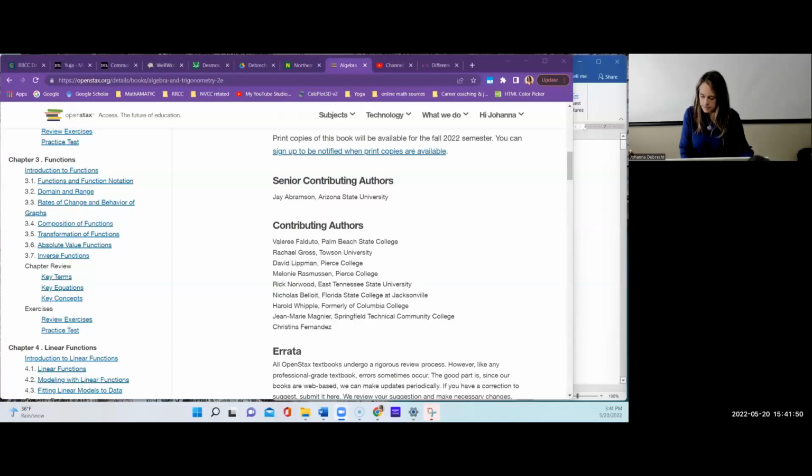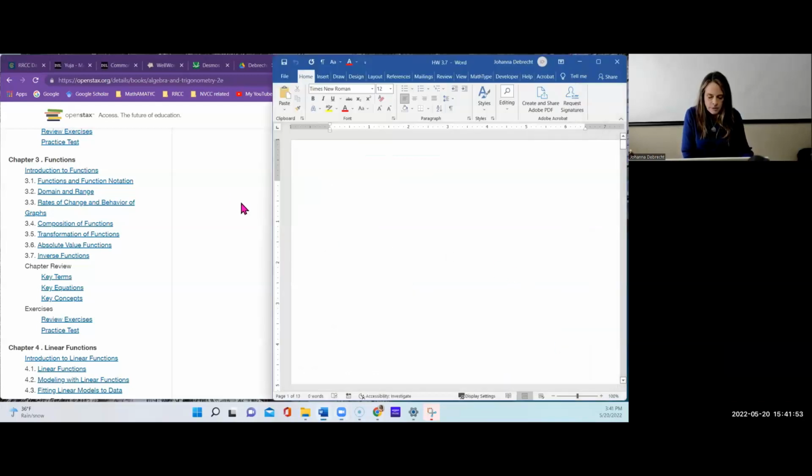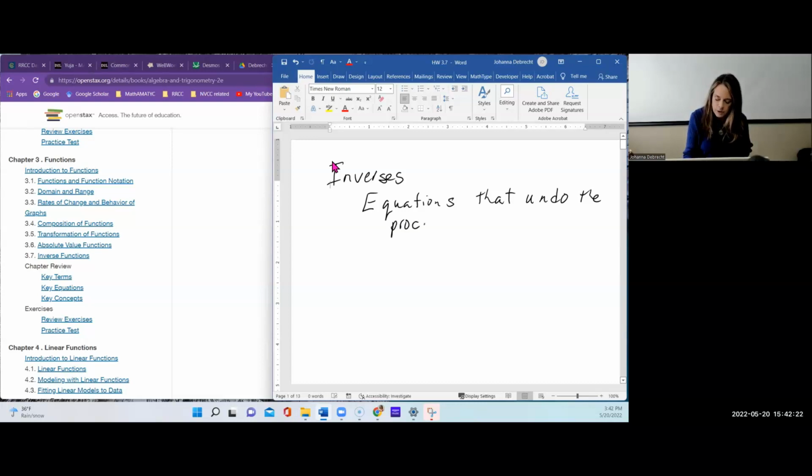Let me share my screen. The first thing that we want to think about is what is an inverse and what does an inverse do exactly? When we talk about inverses, we're talking about functions or equations rather that undo each other. These are equations that undo the process of another equation or the processes, whether it's multiplication, division, addition, subtraction, whatever it may be, raising to a power or having a root.